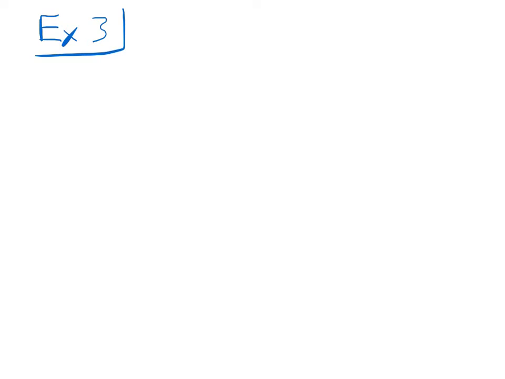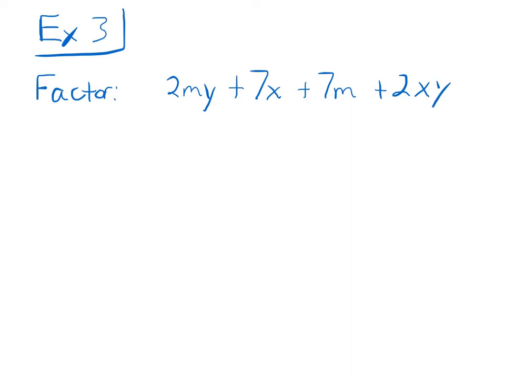Okay. So if it gives us something that says factor 2my plus 7x plus 7m plus 2xy. Okay. First thing that we should always do is what? Well, I hope you're saying we should always look for a greatest common factor of all of these terms.